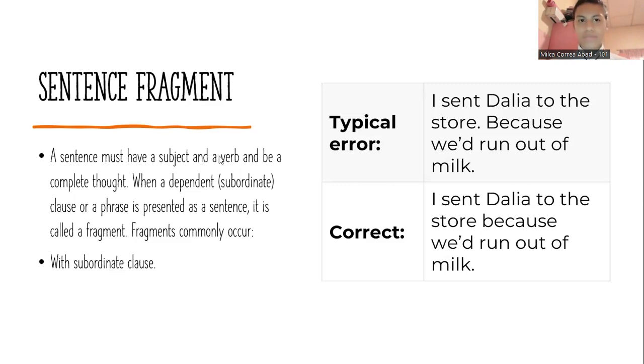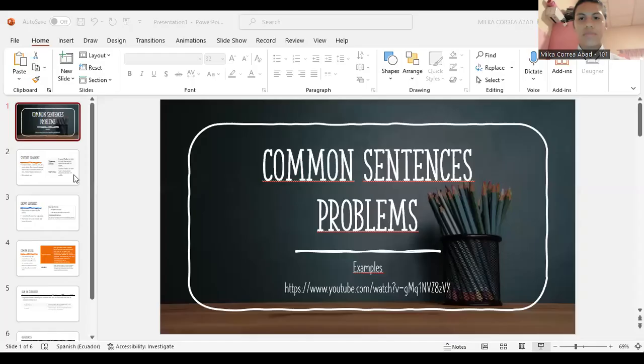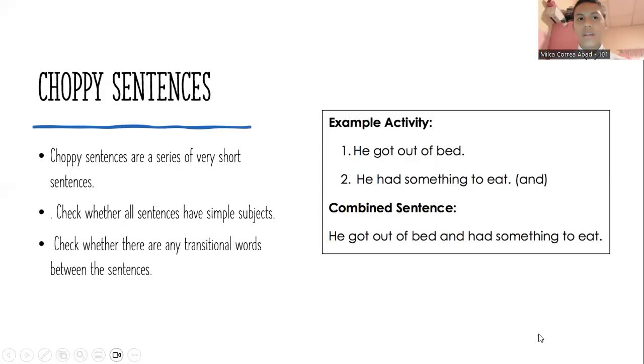The second one is the choppy sentence. The choppy sentence, as the name may sound a little bit familiar, is a series of very, very short sentences. And usually people tend to make mistakes adding those into a paragraph or into an essay. It makes it difficult to really understand because it's just a following line of little short sentences.